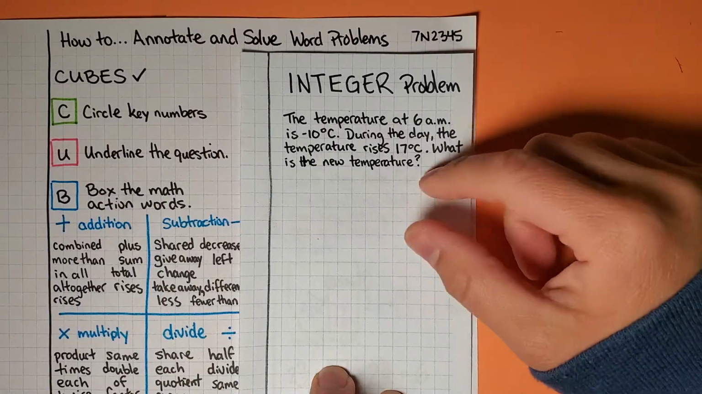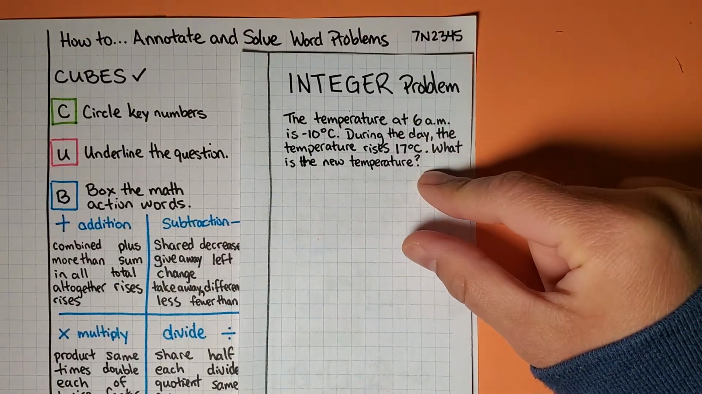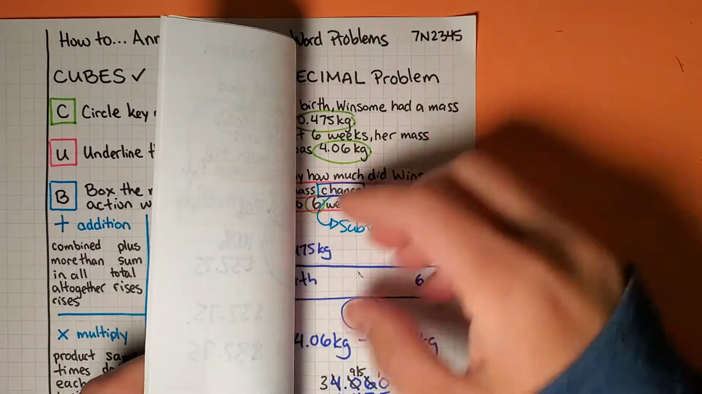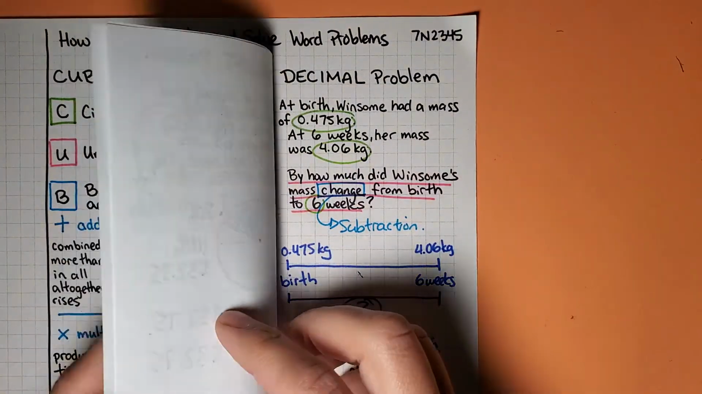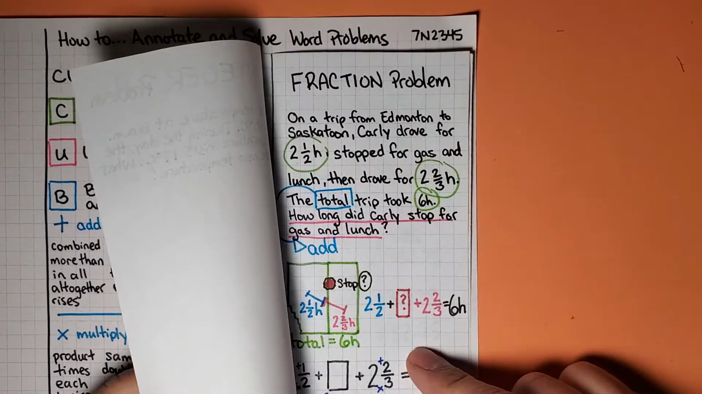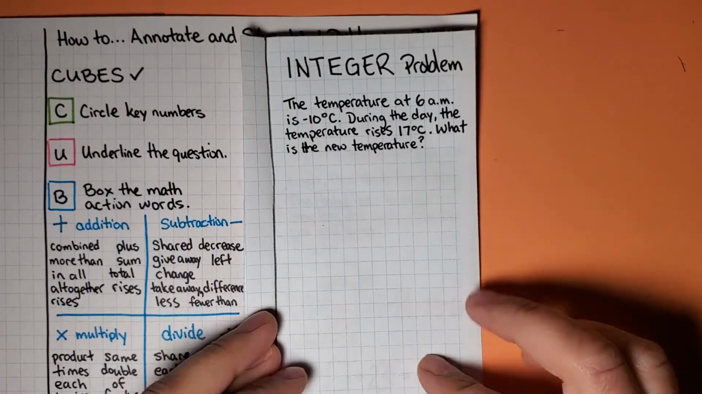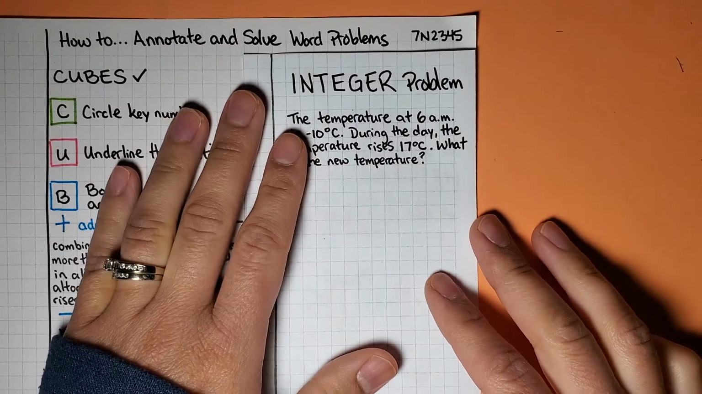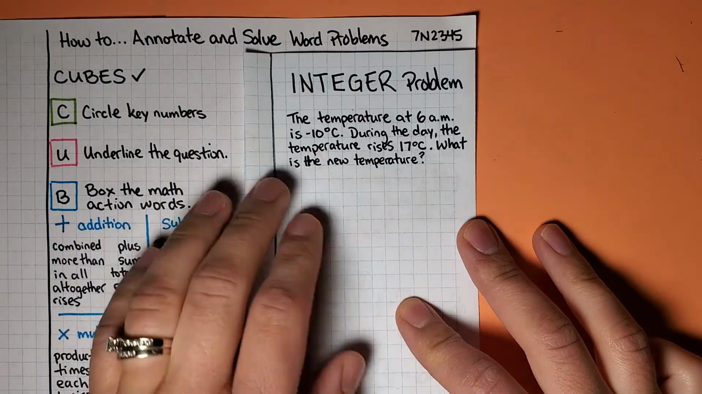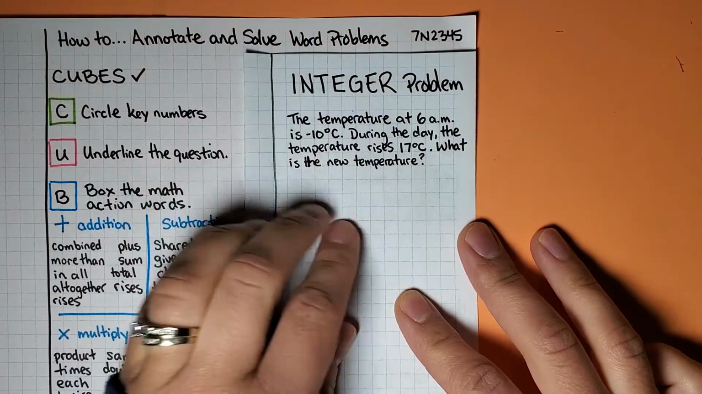All right, we are going to continue and finish with word problems today. So for your word problems, you should have decimals, percents, fractions, and today we will do integers. All right, so we're going to annotate it the same way with CUBES check. So let's read the problem.